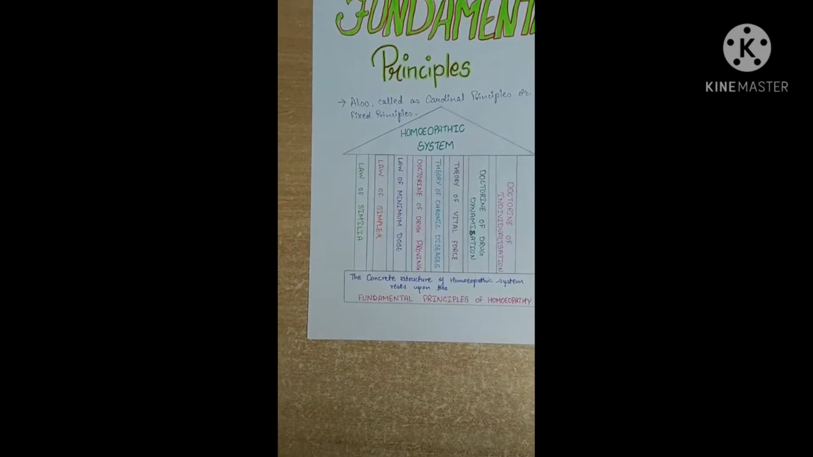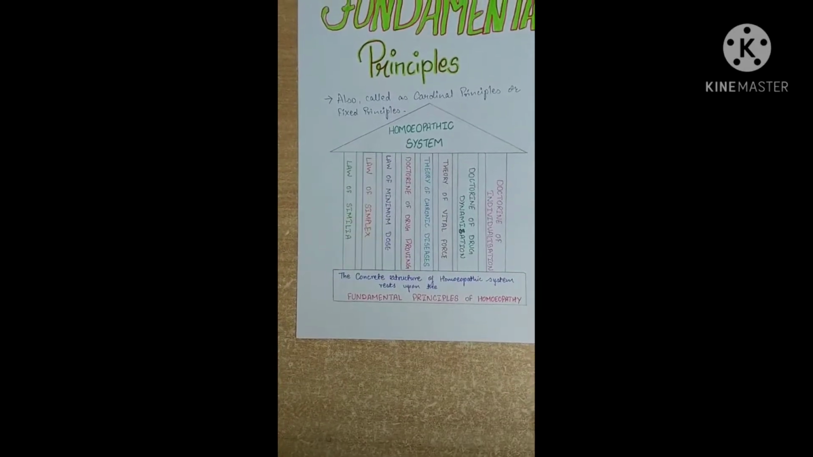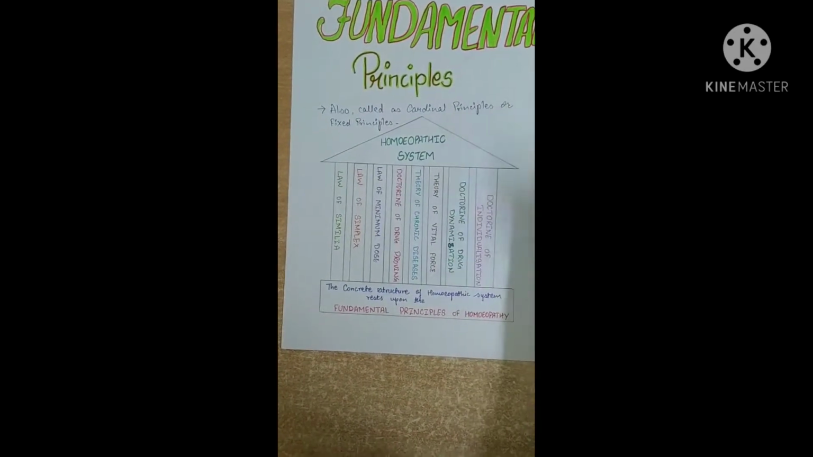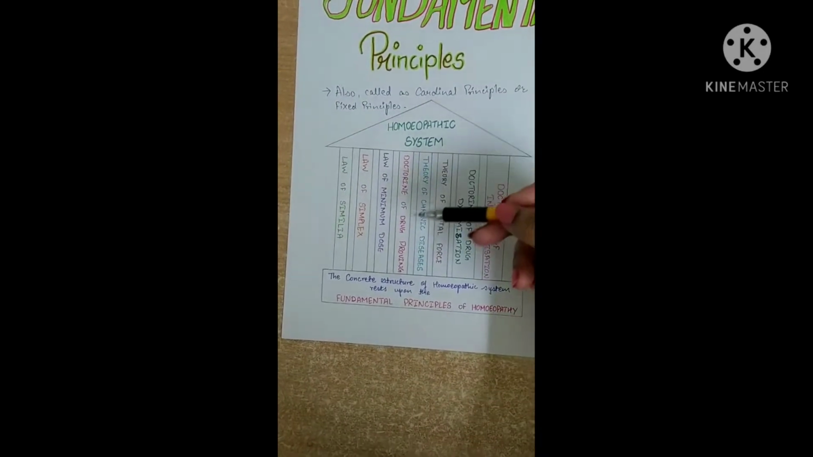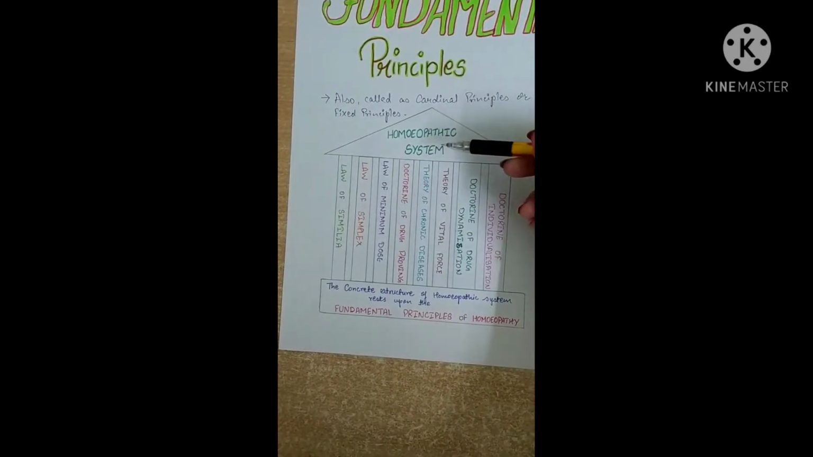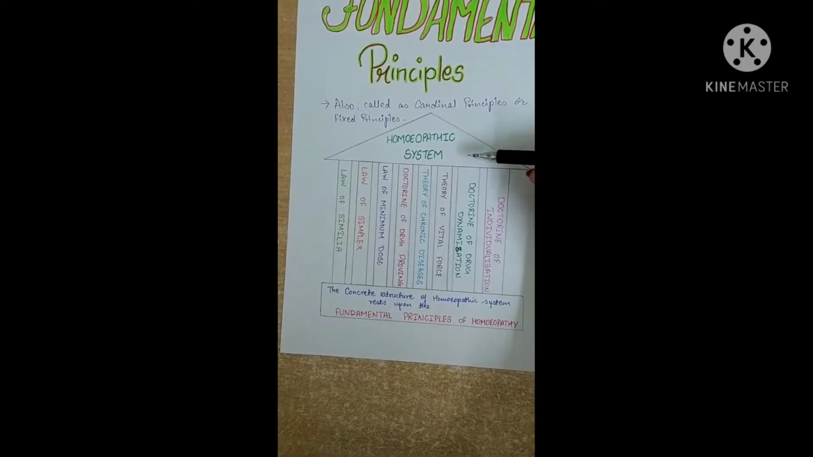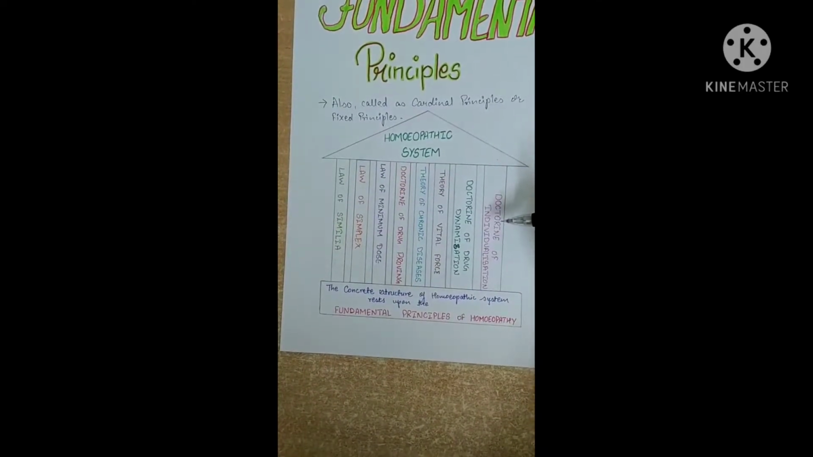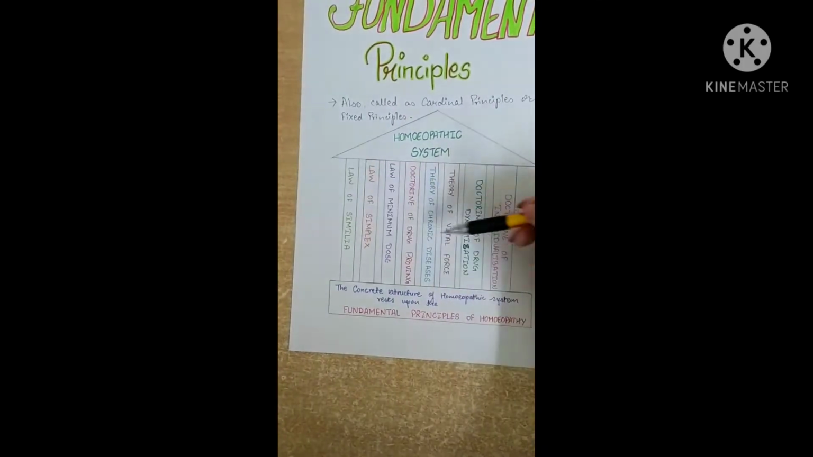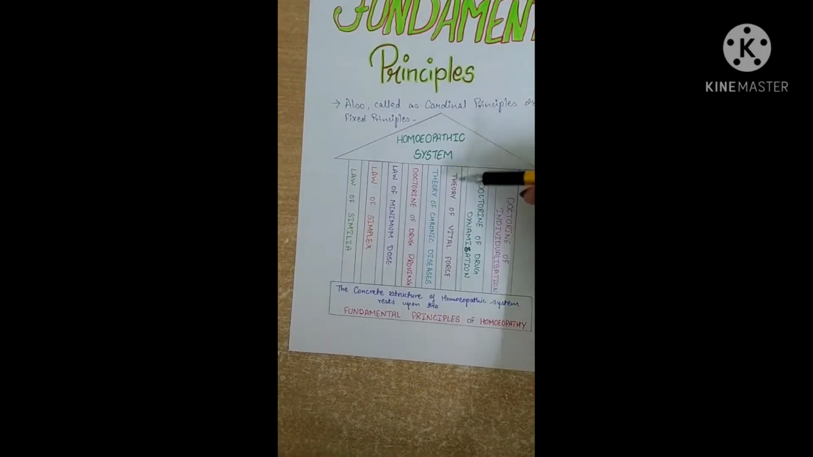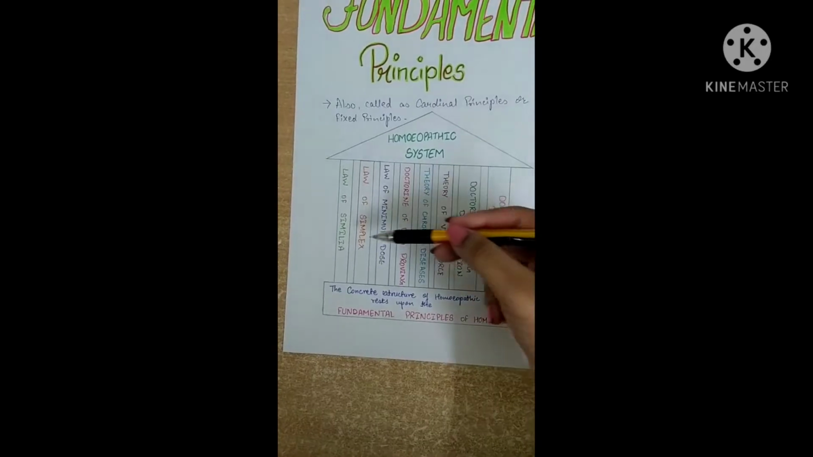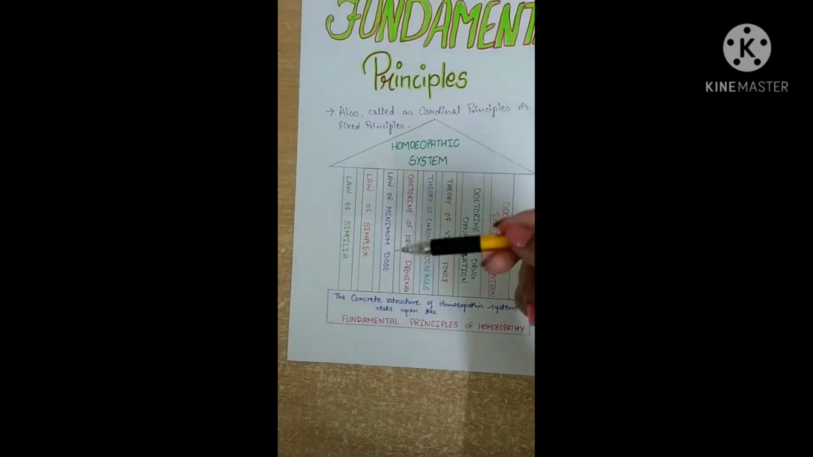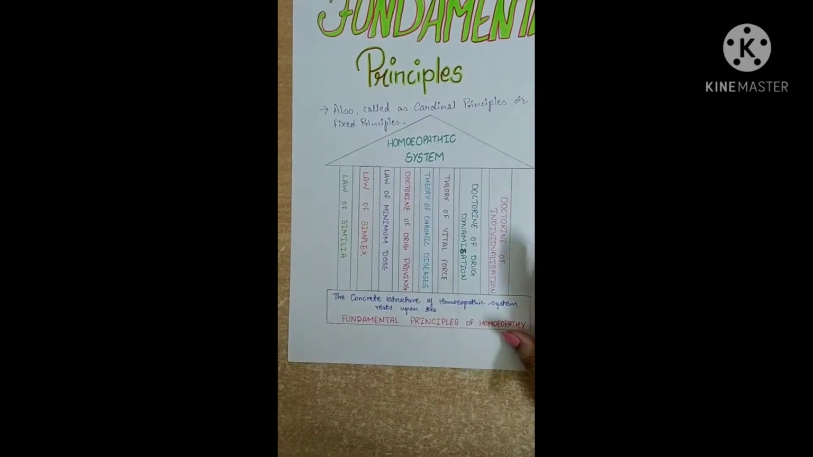Okay, so coming next, what are fundamental principles? This is a concrete structure, the structure of the homeopathic system. These are the strong pillars on which this system is standing. These are the base of the homeopathic system.